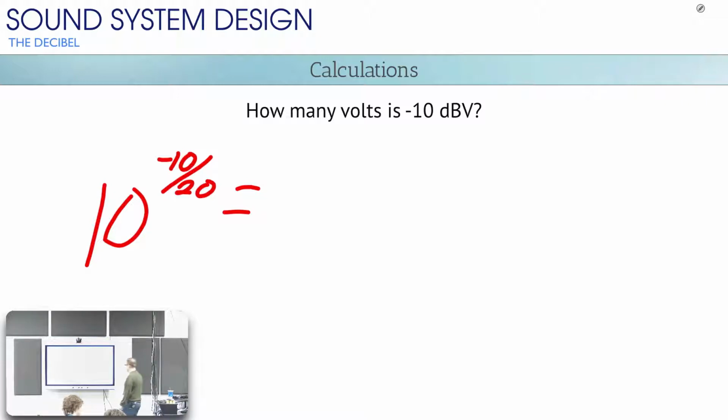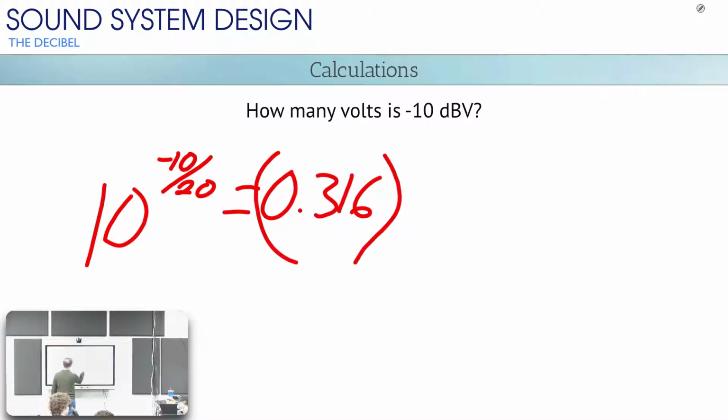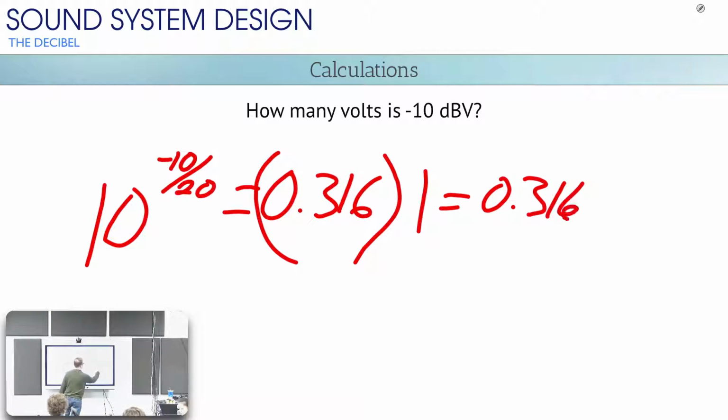0.316 volts. So 10 to the power of negative 10 divided by 20 is 0.316. And you multiply that by the 1 volt, which is that reference level for dBV, and you get 0.316 volts. So I thought the reference level was 0.775. That's for dBu. Oh, I'm seeing that looks like I read it wrong. Okay? So 0.316 volts.